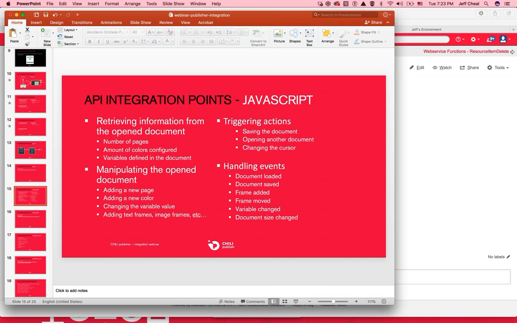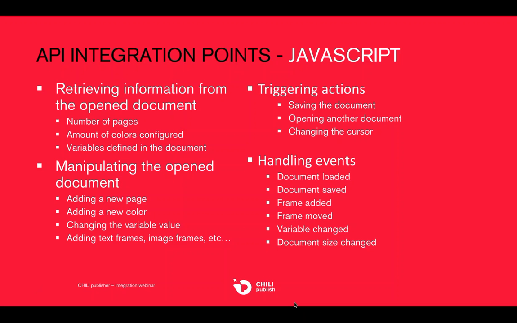Now, the next point of integration would be via JavaScript. So we'd be working with an active editor, once I've opened up an editor on the screen and start to develop it. A lot of those things can be retrieving information from an open document. It's an easy thing to do. Something like asking it for the number of pages, the colors that are configured, and maybe even the variables defined. The reason we would do something like that is to collect that information and maybe present it back to my user as part of your interface.